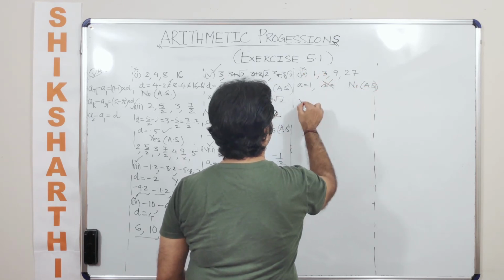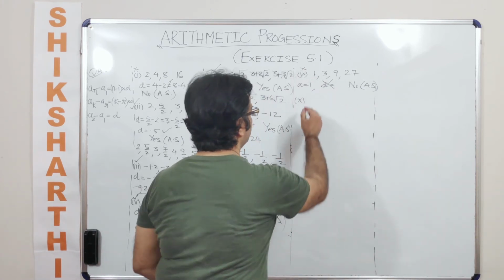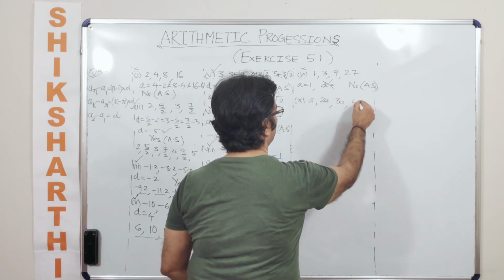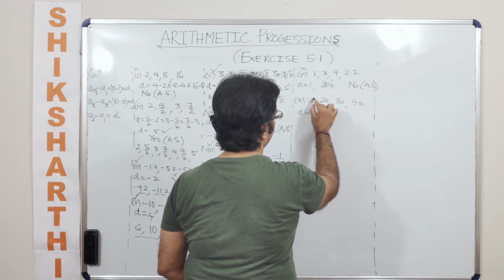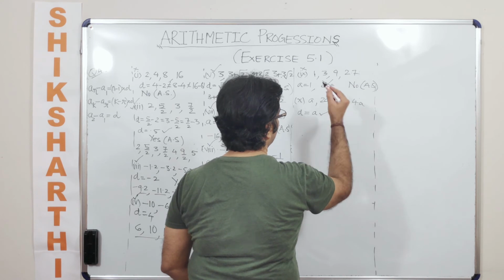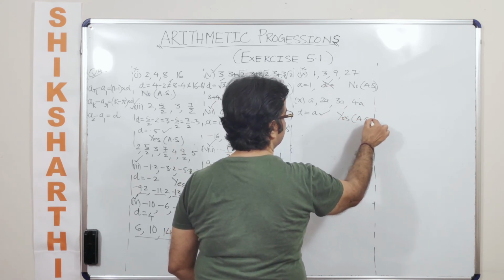No, it is not. Subpart 10: a, 2a, 3a, 4a. So what is the common difference here? The common difference here is a. You add a to a, 2a; 2a plus a, 3a; 3a plus a, 4a. So you have a common difference. Common difference means yes, it is an arithmetic series.